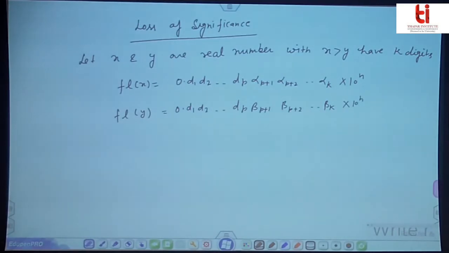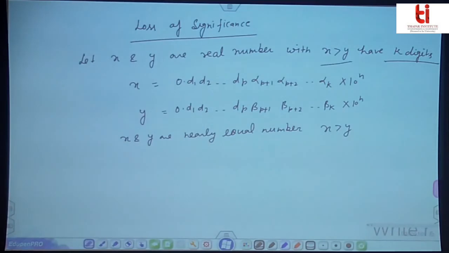Okay, let us denote these numbers by x and y only, no need to write them in terms of floating of x, floating of y. Just take this is x and this is y, because each has k digits. So x and y are real numbers having k digits, and x and y are nearly equal numbers with the condition x is greater than y, that is already given. Okay, whenever we subtract y from x, what are we getting?